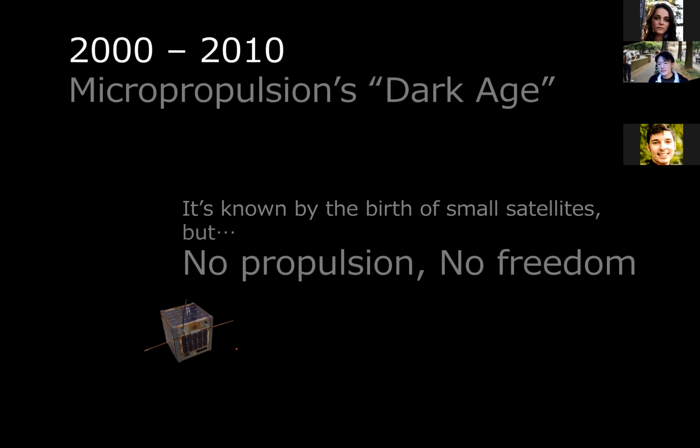However, on the side of propulsion systems, this period can be called a dark age, because in this period, the technology of small satellites was not so matured, and they didn't have space to install a propulsion system. So basically, in this period, most small satellites didn't have any propulsion system. And you see that no propulsion, no freedom. You cannot change the orbit, you cannot adjust the orbit. So this period is the birth of small satellites, but for propulsion systems, it's a dark age.